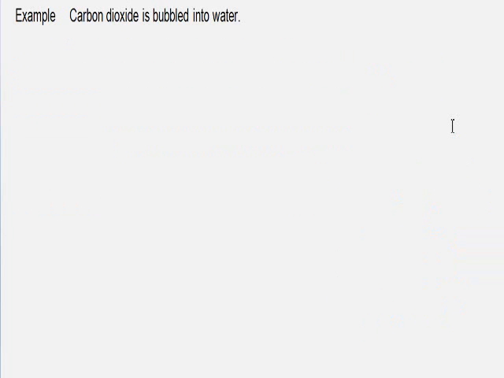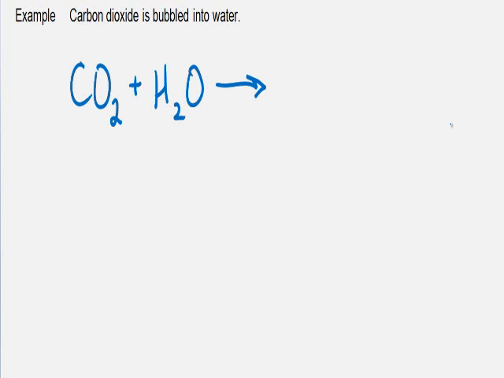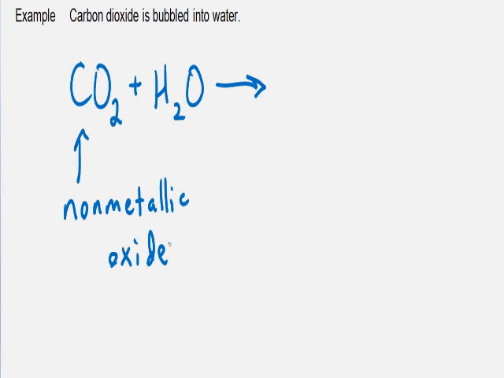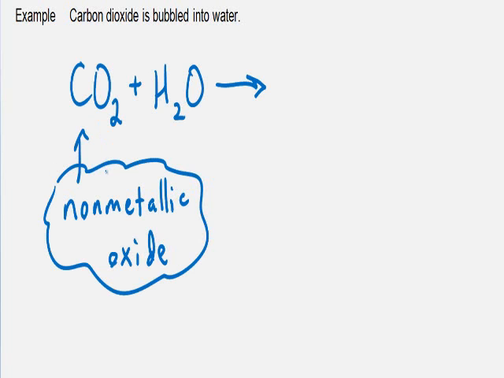Let's do an example of this type of combination reaction. Our first one here, we have carbon dioxide is bubbled into water. Now as we look at the reaction, carbon dioxide is something we categorize as a nonmetallic oxide because carbon is a nonmetal and it's in a compound with oxygen. Nonmetallic oxides and water will combine to make something known as an oxyacid.